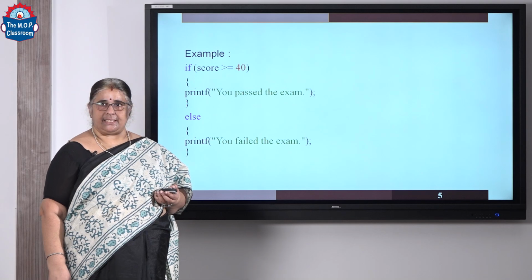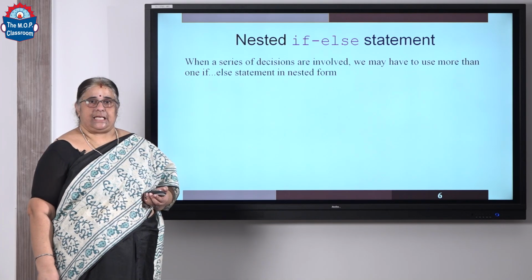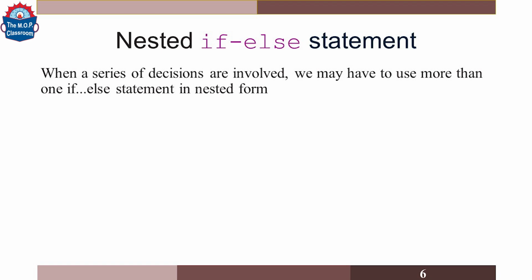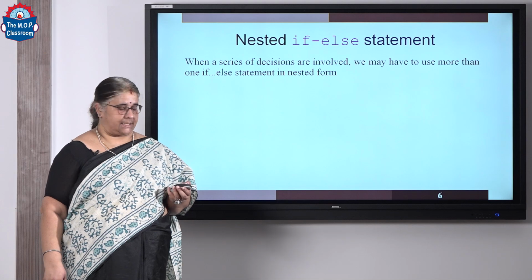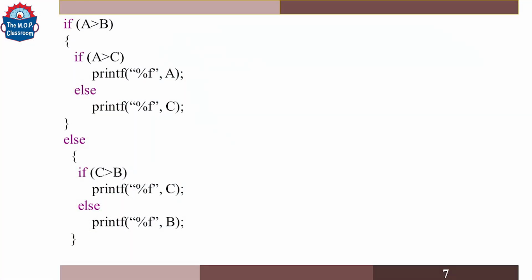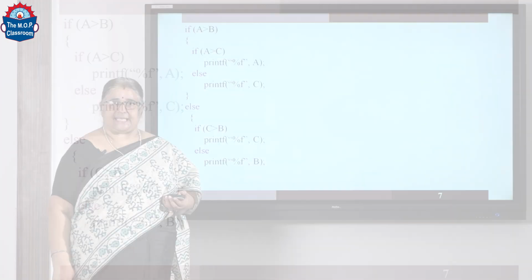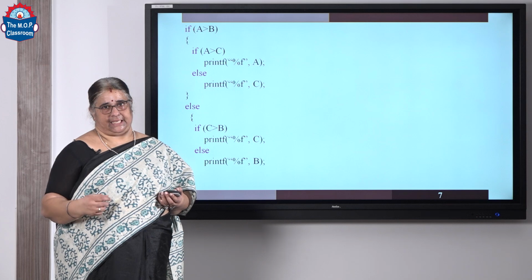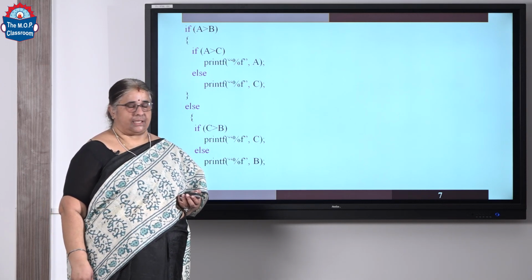Okay? Have you understood? Shall we proceed? Next, in case if we are having more than one condition to satisfy, then we will go in for a nested if else statement. Say for example, I want to find the biggest of three numbers. In such a case, I have three numbers A, B and C. So how will I execute it?